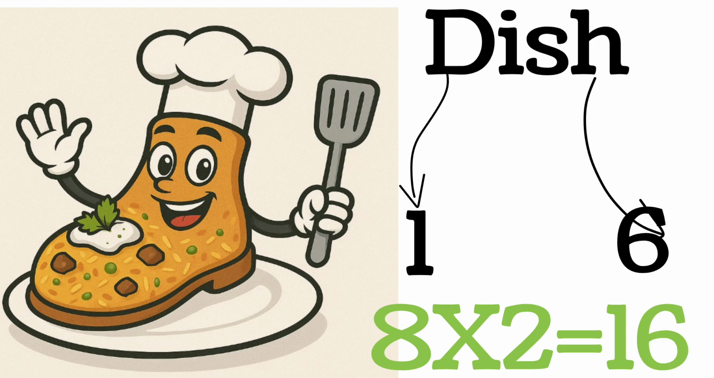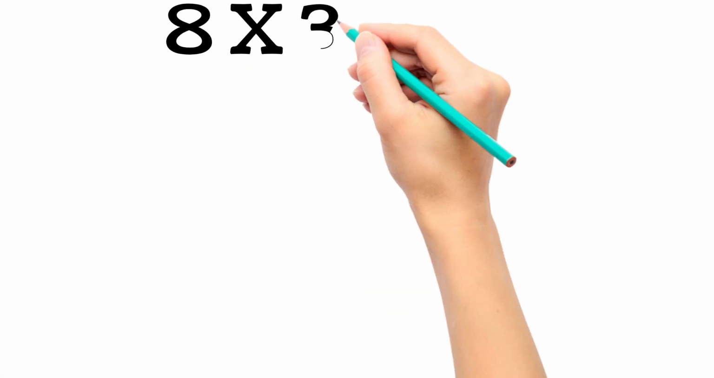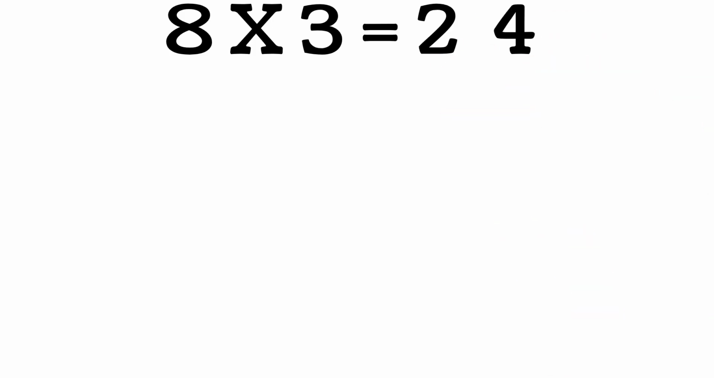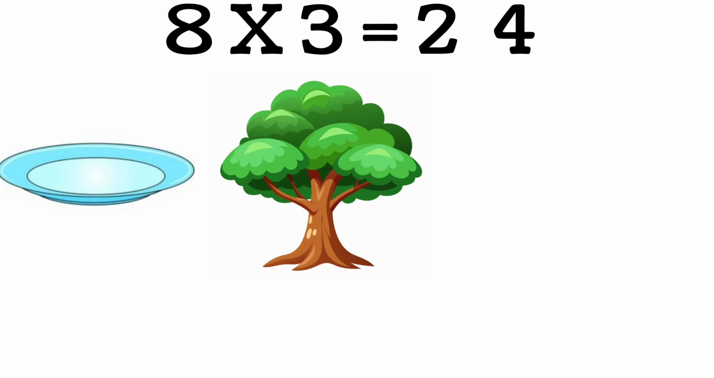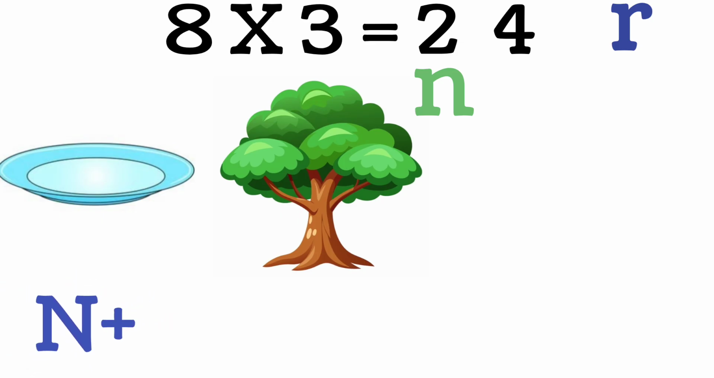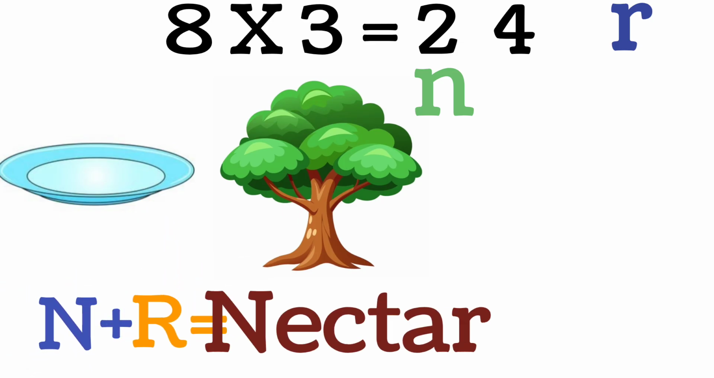Say it together, kids. 8 twos are 16. We already learnt that 8 twos are 16. Now, let's find out 8 threes are what? Listen carefully. 8's rhyme is plate. 3's rhyme is tree. Now, do you remember our number codes? The code for 2 was N and the code for 4 was R. So, when we join N and R, it becomes the word nectar.